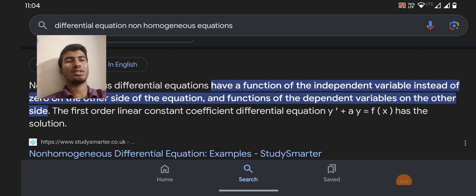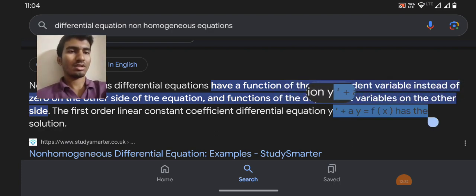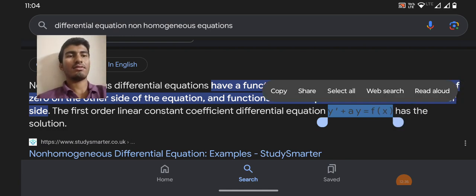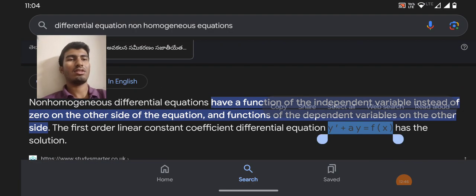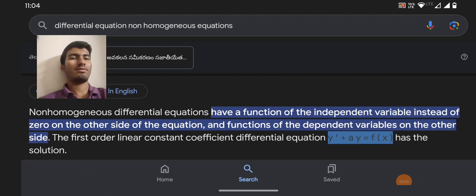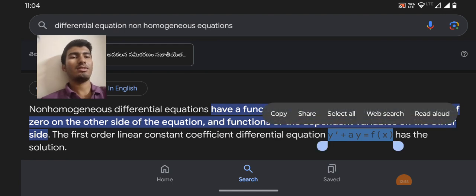Just like this, y1 plus ay equals f(x). The left hand side is y1 plus ay, and f(x) is a function of the independent variable x.